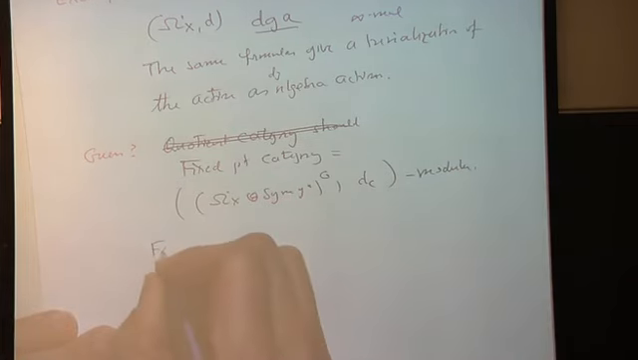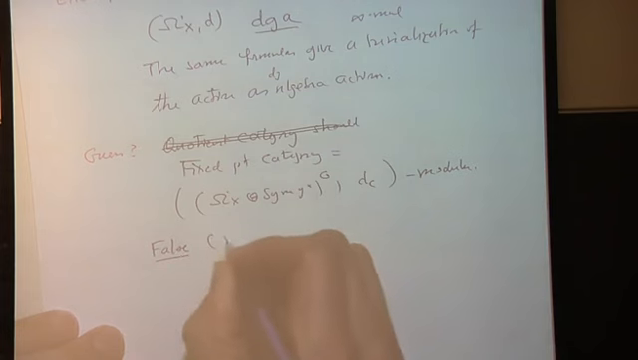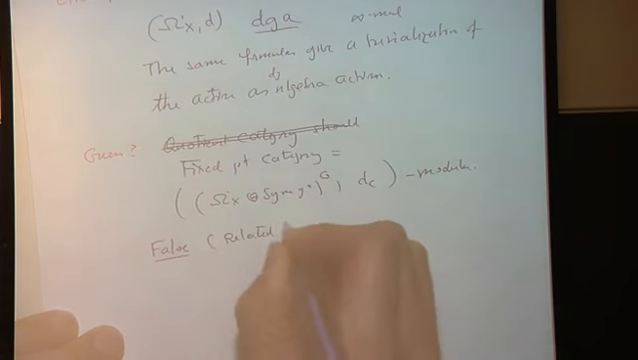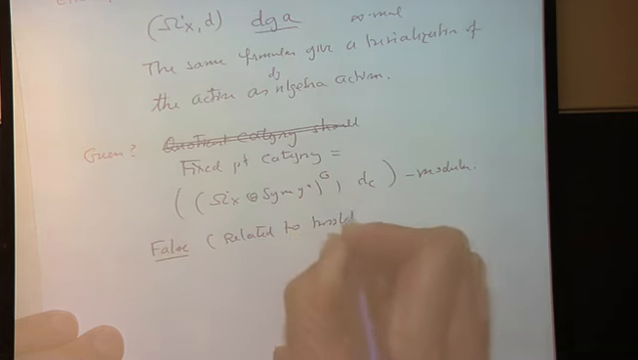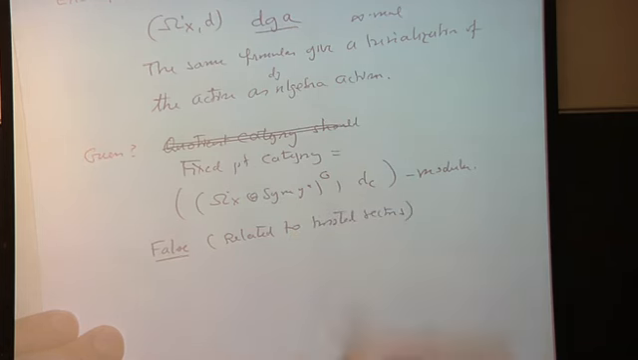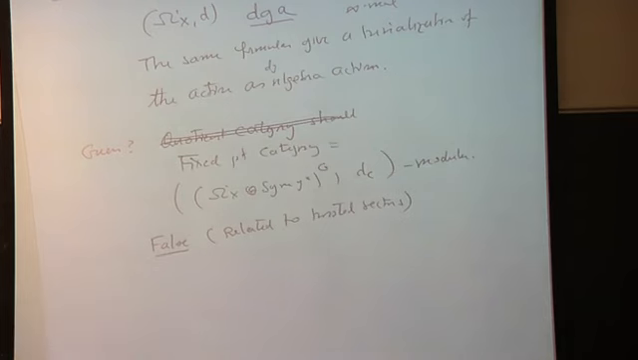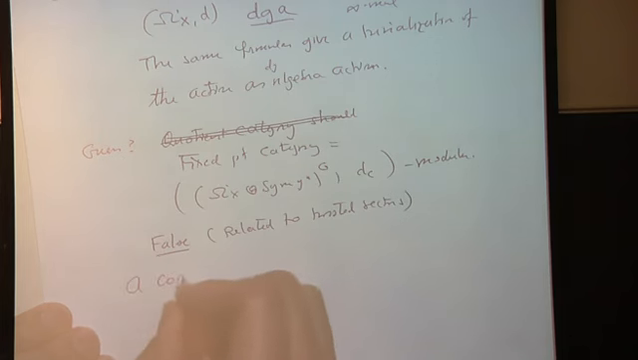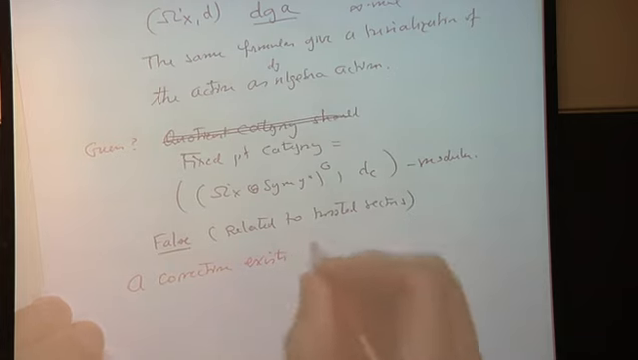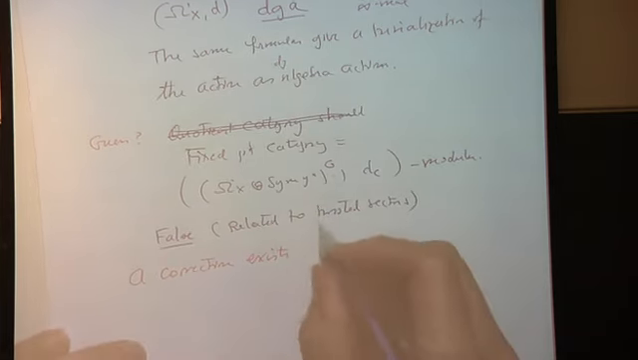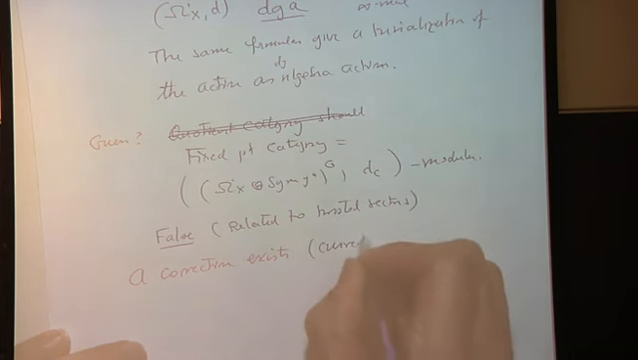And this is actually false. And it's also related to twisted sectors. But there's a correction of this, which is true. I'll discuss it on Tuesday. So a correction exists. I can't discuss it today because it involves curved algebras to define it. It's called a curved Cartan complex.